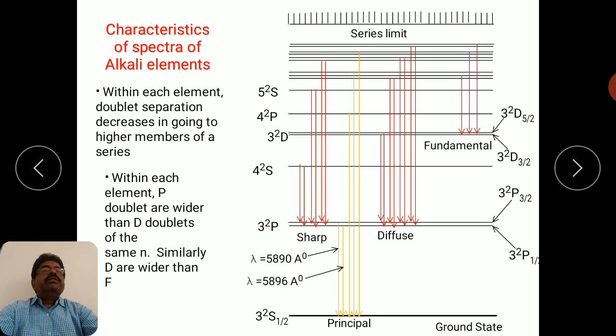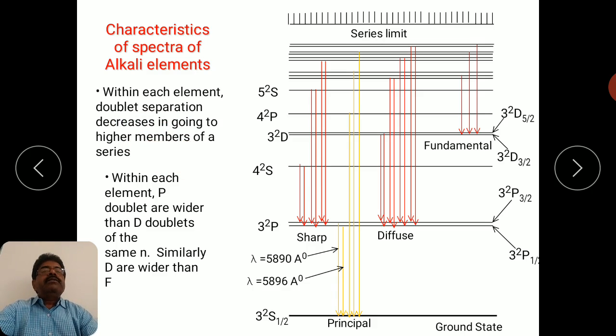This is again related with the corresponding value of L. L is increasing here. If you see the earlier relations, the term value is inversely proportional to L. So when you go to the higher side, the L value is increasing, therefore the term value is decreasing, and that is what this characteristic is indicating: within each element, doublet separation decreases in going to a higher member of a series.